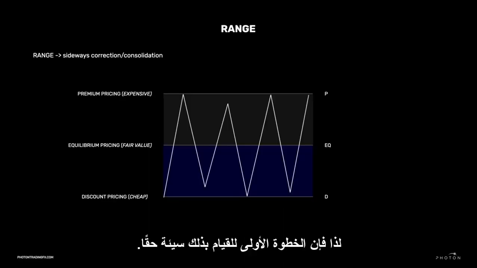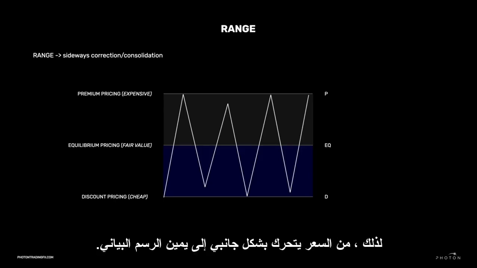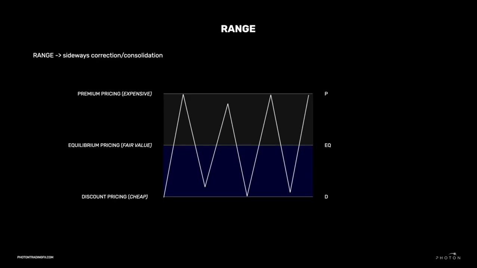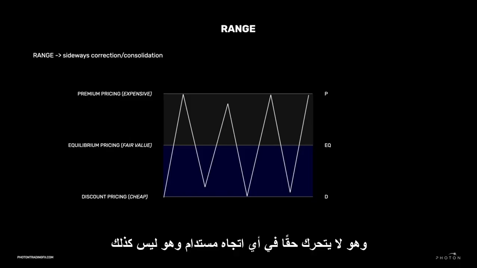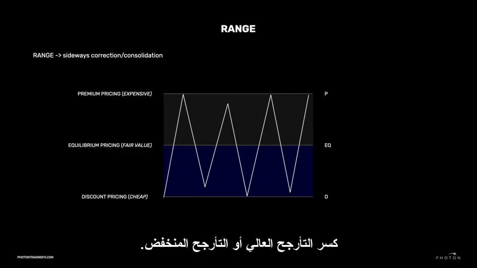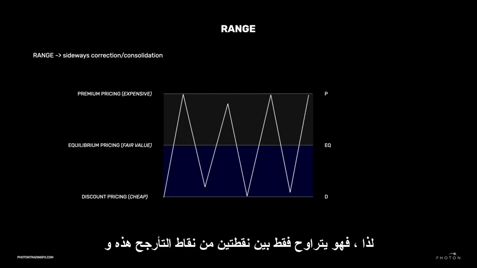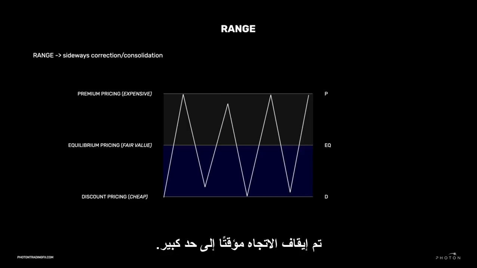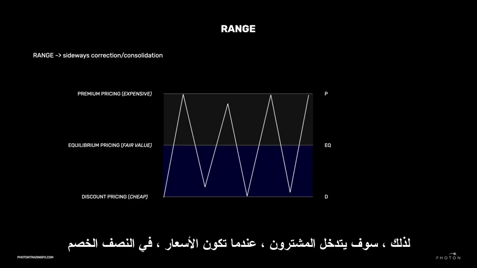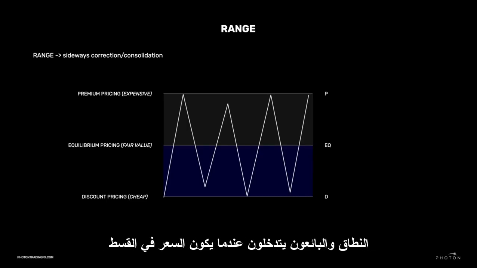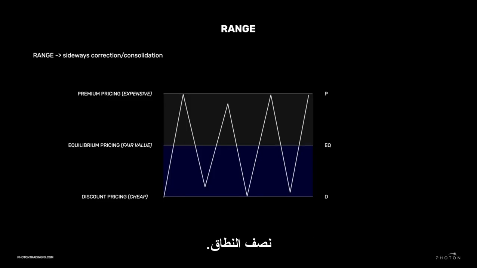So the first step to doing this is understanding what a range is. A range on a price chart is just a sideways consolidation or correction. It's when price is just moving sideways to the right of the chart. It's not really moving in any sustained direction, and it's not breaking the swing high or the swing low. So it's just ranging in between two of those swing points, and the trend has pretty much paused. Buyers will be stepping in when price is in the discount half of the range, and sellers are stepping in when price is in the premium half of the range.